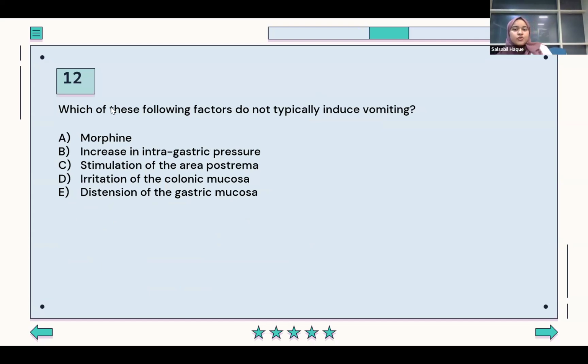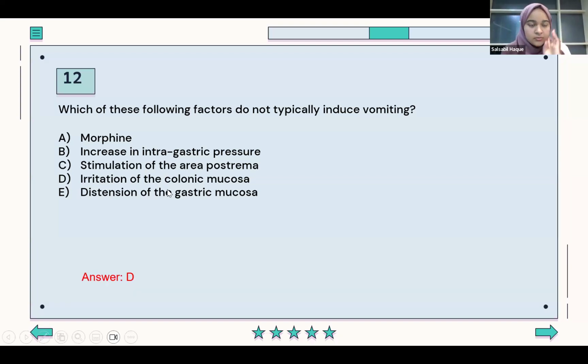So, short question: which of the following factors do not typically induce vomiting? Area postrema is basically where the chemoreceptor trigger zone is present. If you guys haven't taken this, it is one of the stimulants of vomiting. E, okay. Let's see if it is E. The answer is D, unfortunately.